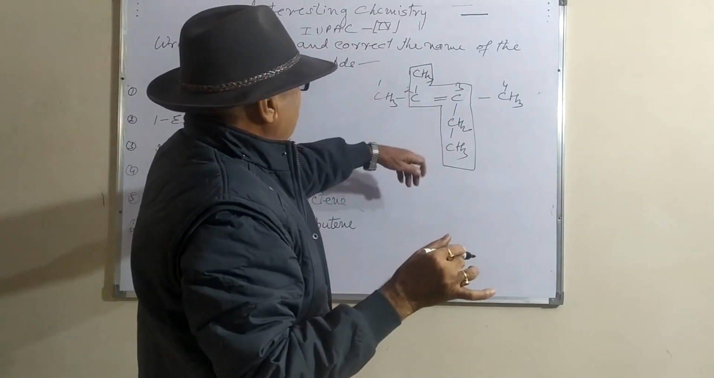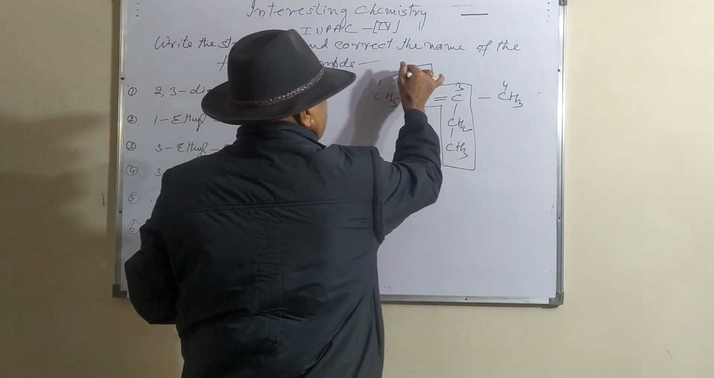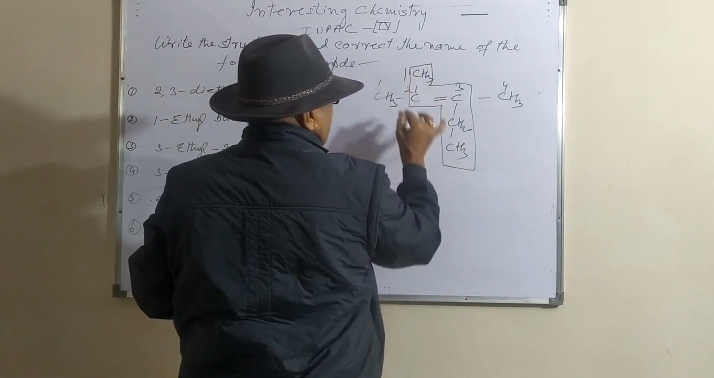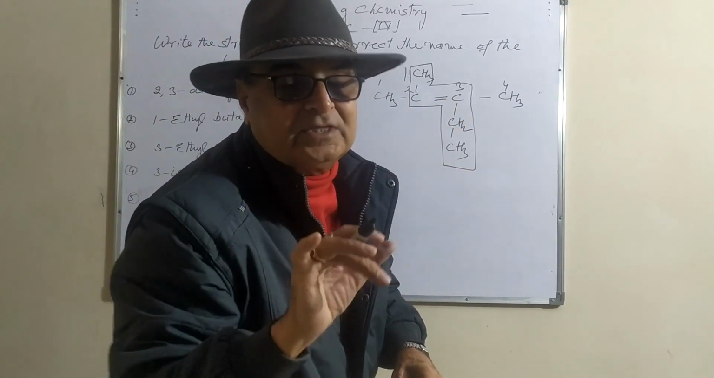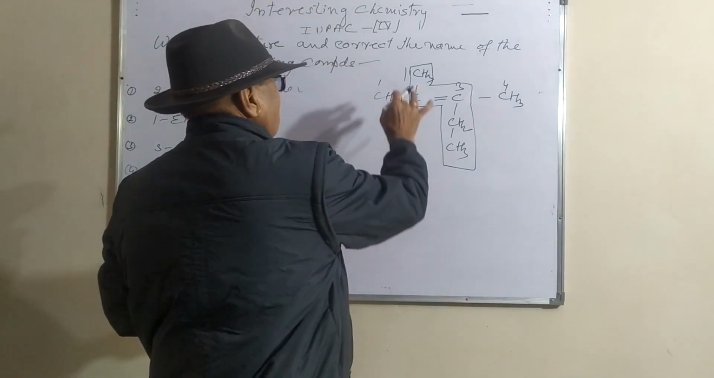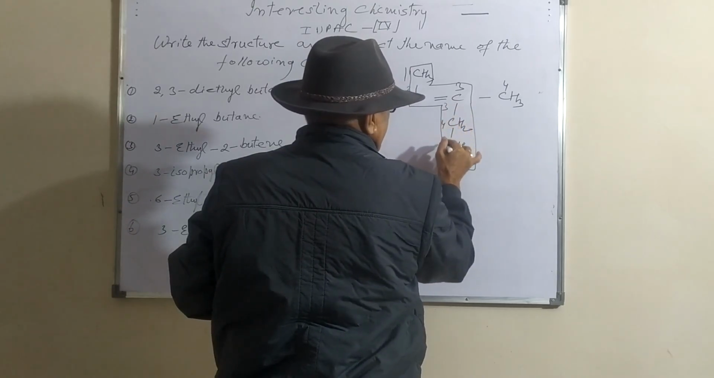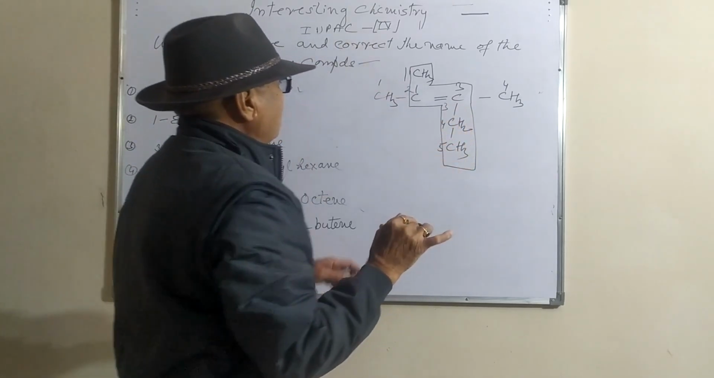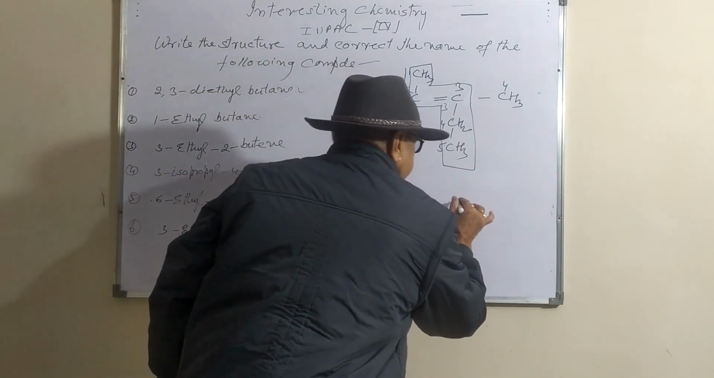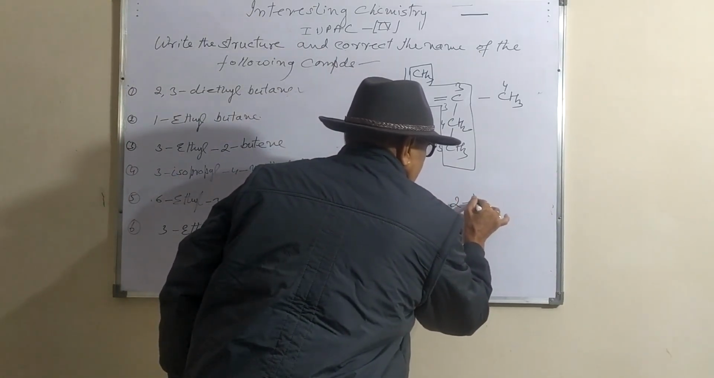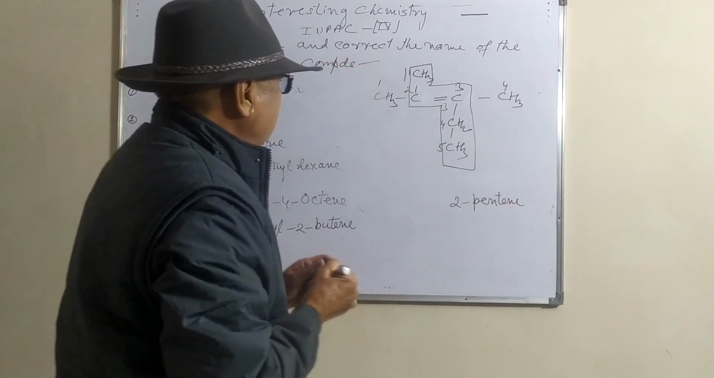To give the lowest number to the double bond, we will start the numbering from here: 1, 2. The lowest number will be given to the double bond in this alkene structure. So 1, 2, and this is 3, this is 4, and this is 5. So the parent compound will be 2-pentene.